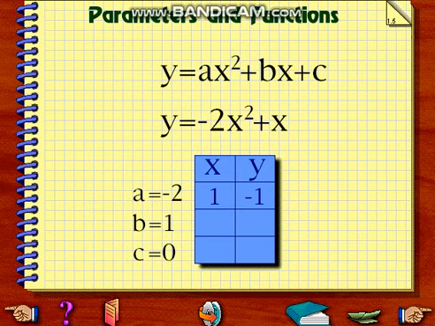Again, we can give any value to x and get a resulting y value. Click on the Next page icon to continue.